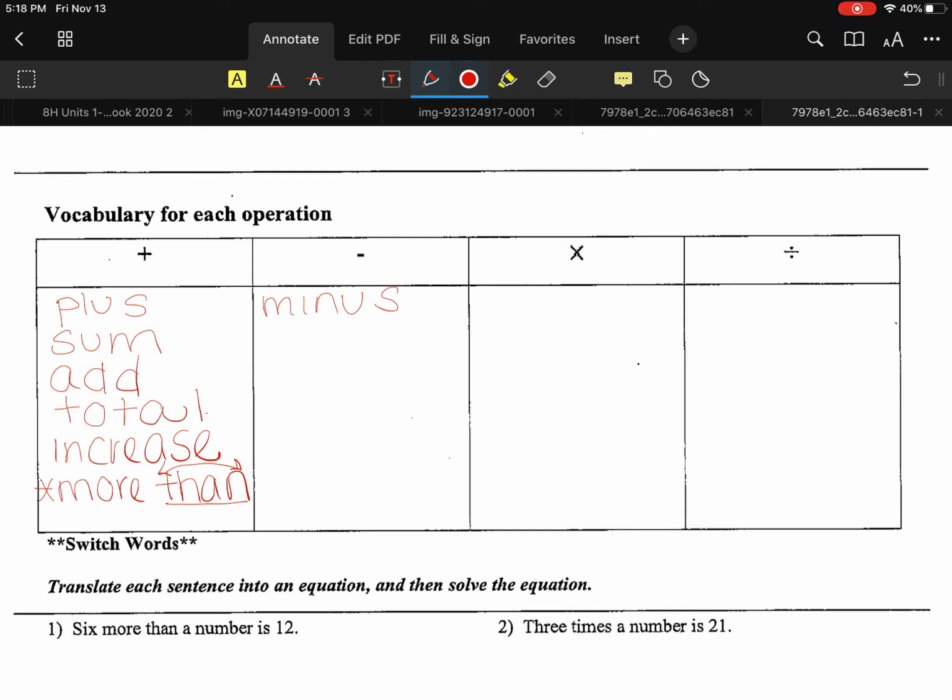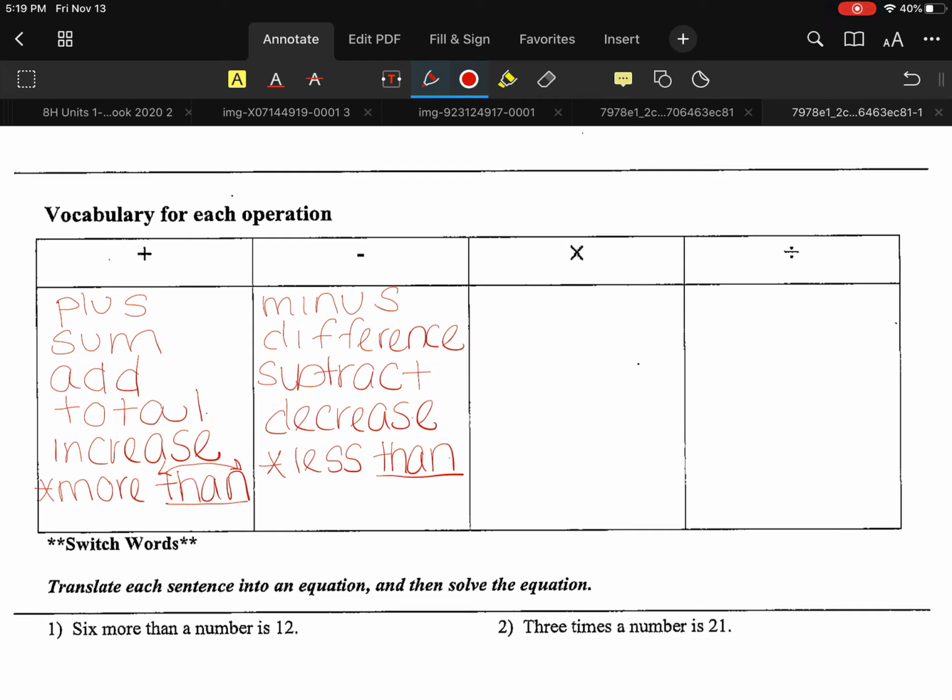Minus, so everything opposite of what I have in the addition column, right? So sum, difference, add, subtract, increase, decrease, more than, less than. So again, star, because than is a switch word. Something else we're going to put in this column is subtracted from, also being a switch word that we learned in our expressions unit.